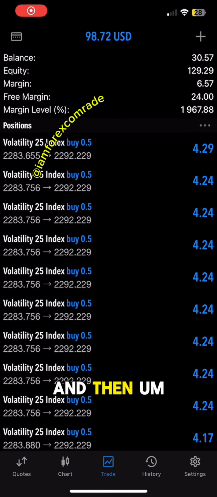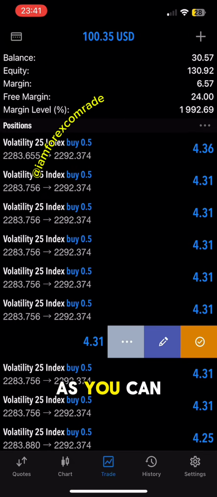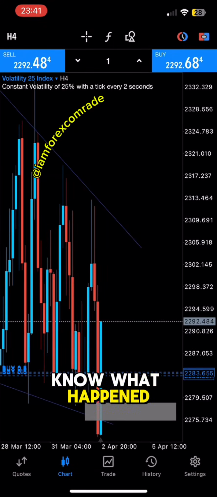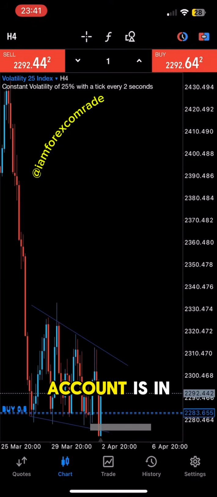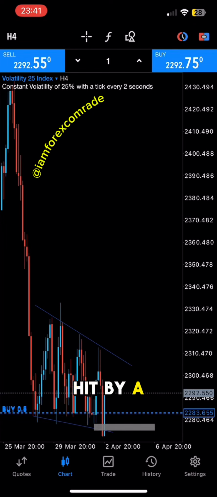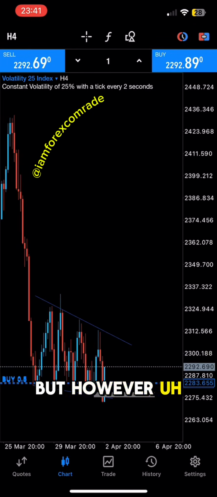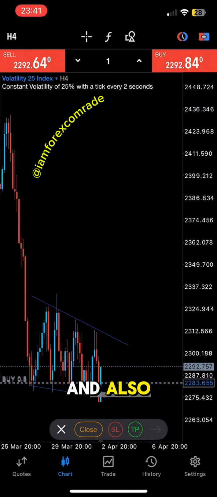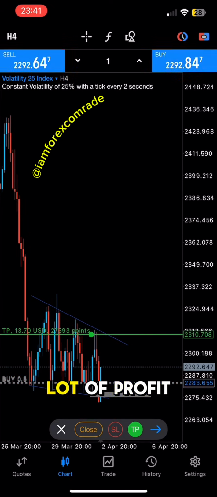And then, as you can see, I don't know what happened, but now our account is at $30, which means I must have been hit by a retest. But however, at least I'm still in the trade, and also I've actually managed to secure a lot of profit.